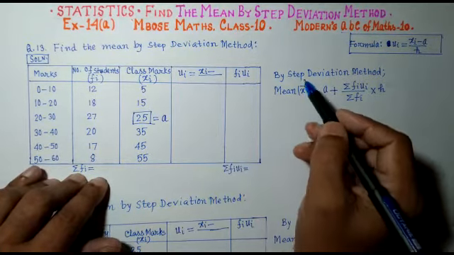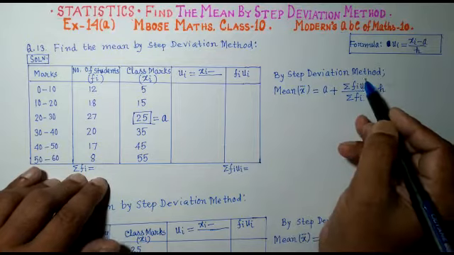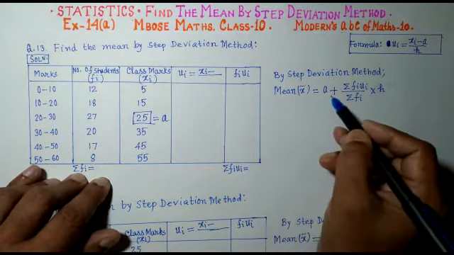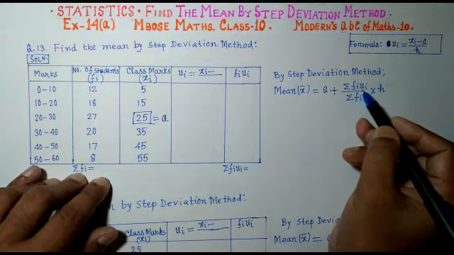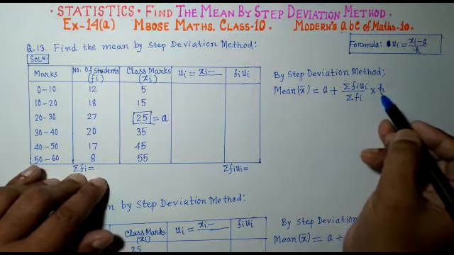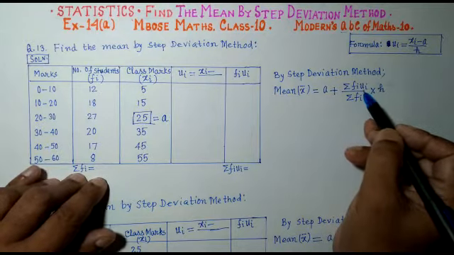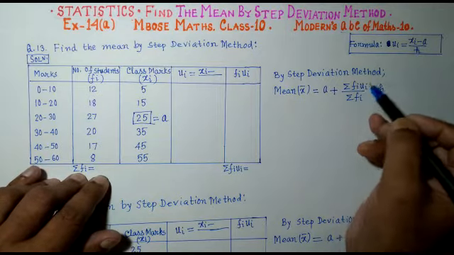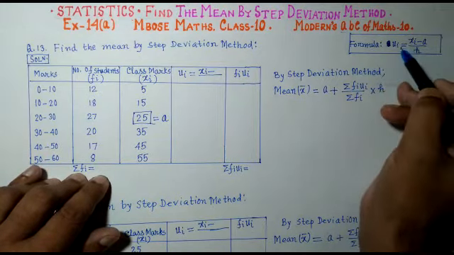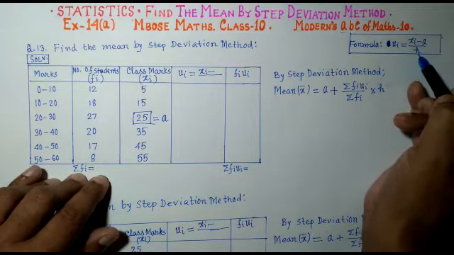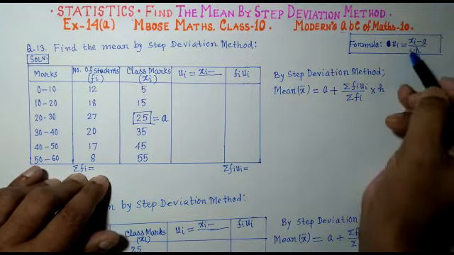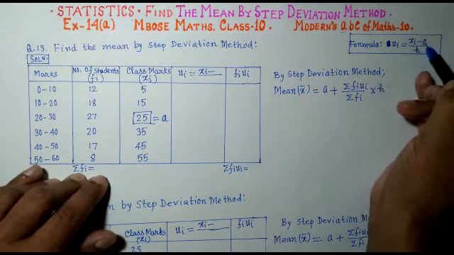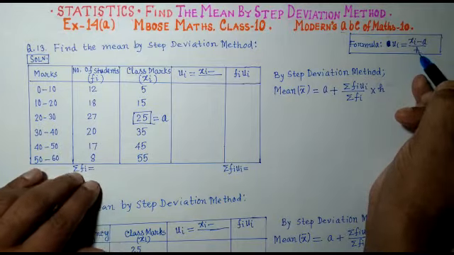Now remember the formula for the step deviation method. Mean x bar is equal to A plus sigma fi ui by sigma fi, into s. What is ui? This is a new letter for this method. Ui is equal to xi minus A, by s. You have to remember this formula. A is the assumed mean and s is the class size.